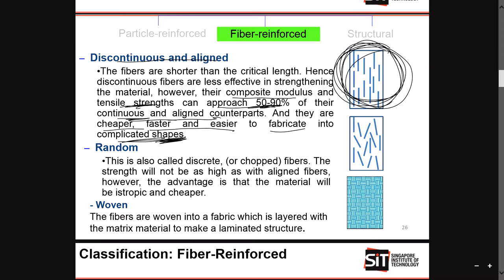But if talking about different shapes, then I think this one will also be very good in a certain sense. Okay, for the random one, your material will be isotropic, meaning in all directions the force you can withstand is the same, and it's cheaper also. So this is the random aligned one.